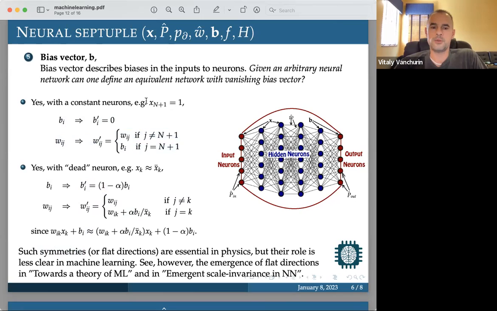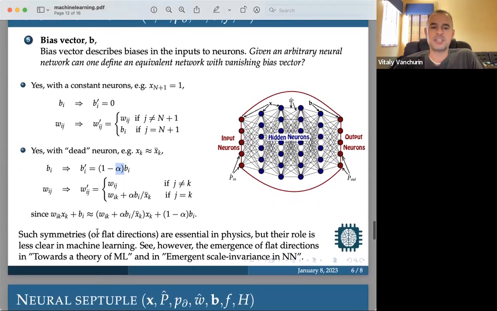The only difference now is that we have this nth neuron, which is not equal to 1, but has some value. Of course, 1 was not needed here. It could have been any constant. But the other point is that this is not a sharp transformation, just making bi go to 0, which would be the case if alpha was equal to 1, but making bi go to anything we want.